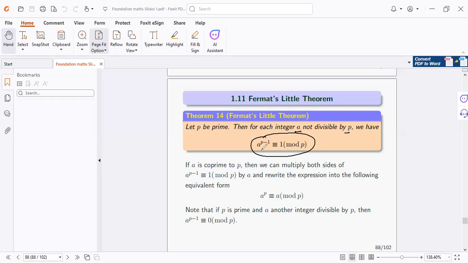Let me just repeat the condition. The condition is that P here should be a prime number. And that P should not be able to divide A. If that is the case, then A raised to P minus 1 will be congruent to 1 mod P.